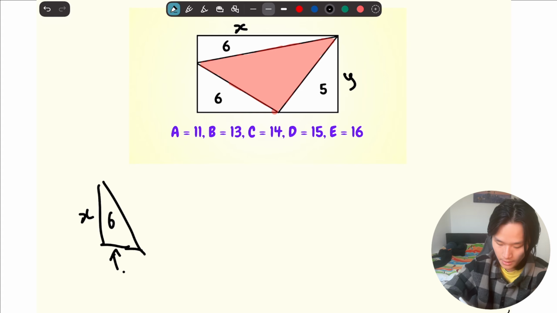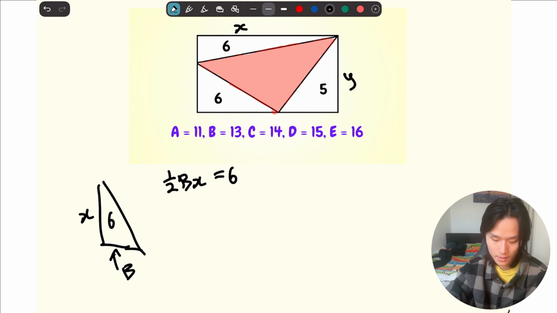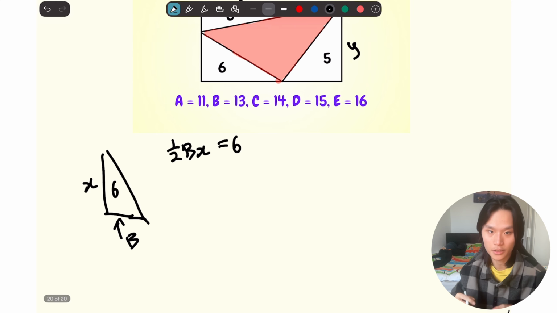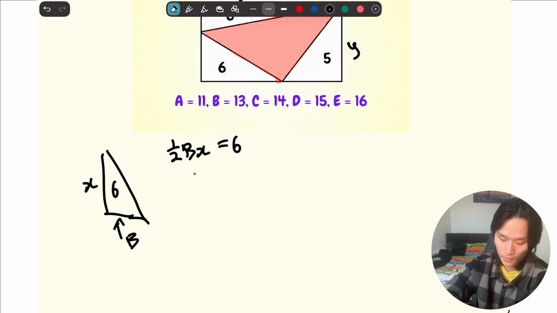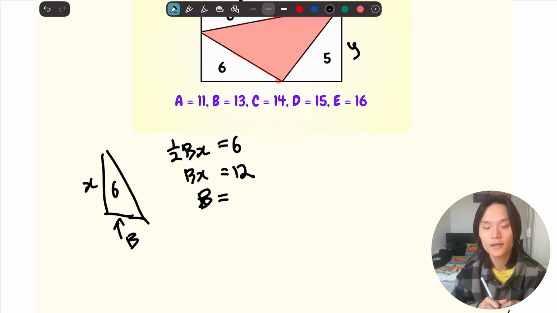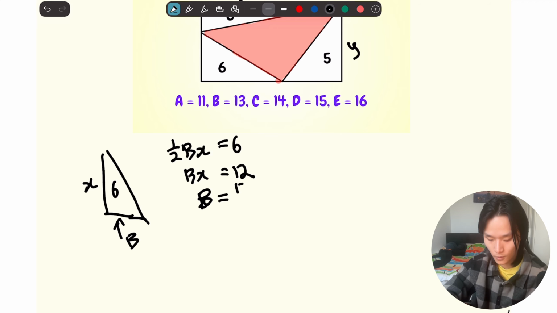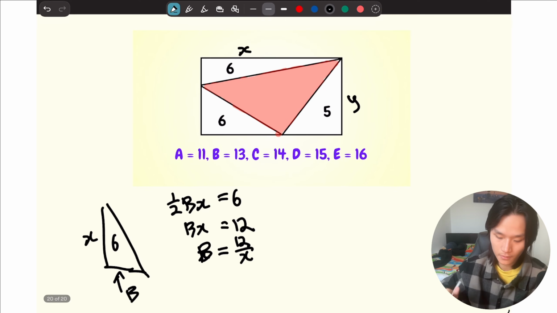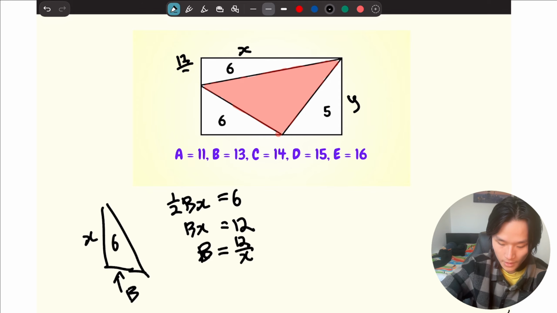So let's call this base b. So half bx equals 6. We want to find the expression for b in terms of x. So we multiply 2 on both sides. We have bx equals 12. So b is just 12 divided by x. So we have 12 divided by x here.